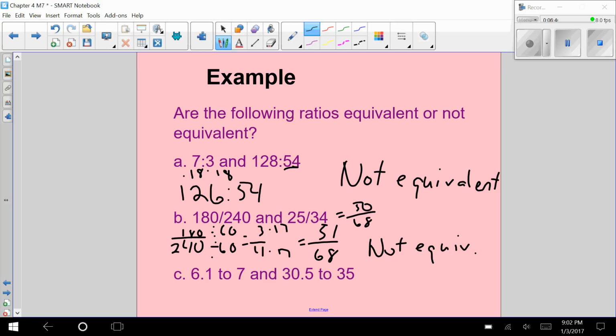And 6.1 to 7 and 30.5 to 35. I noticed that my 7 and my 35 could easily both become a 35. So I'm going to multiply the one on the left by 5. So I get 30.5 to 35. Notice they are exactly the same now, so these are equivalent.